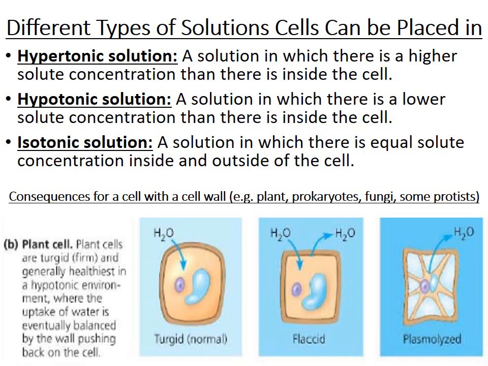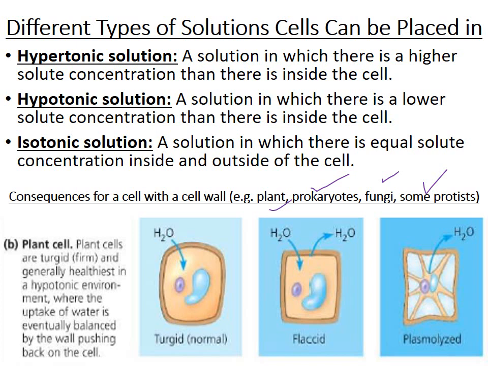Now the reason that those adaptations were required for the paramecium is because it does not have a cell wall. When you have a cell wall, the different solutions affect you in different ways. For animal cells and cells without cell walls, isotonic was the best condition to have. But for cells with cell walls, like plants, prokaryotes, fungi, and some protists, isotonic is not necessarily the best condition. So let's take a look at why that is.